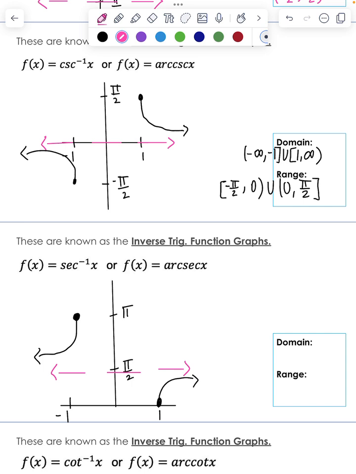Okay, domain is going to be the same as cosecant. The range starts at 0, and there's a real point at 0. Goes to pi over 2, but there's an asymptote there, so parenthesis. And we'll stop at pi.